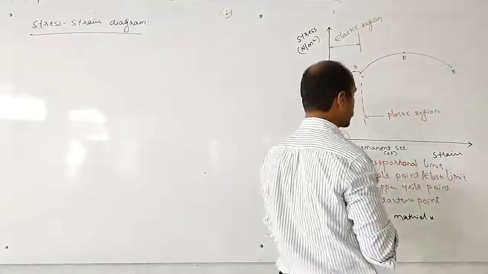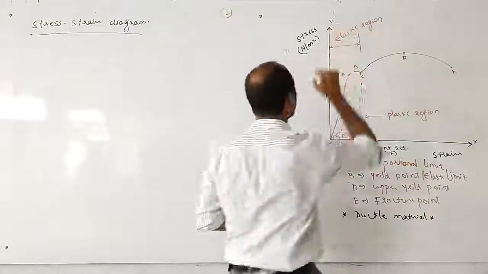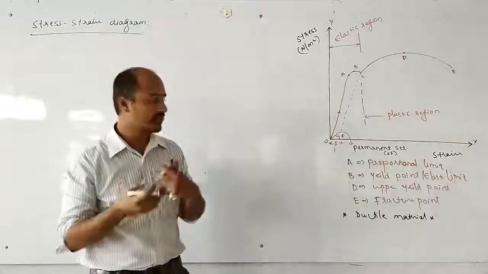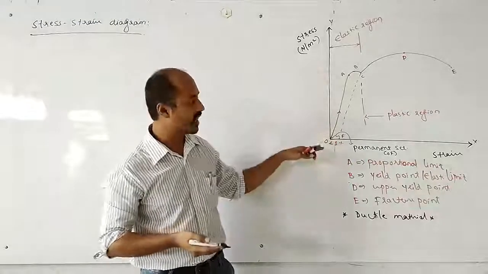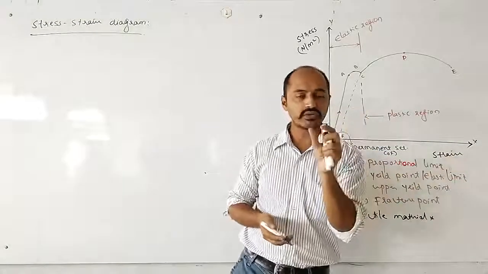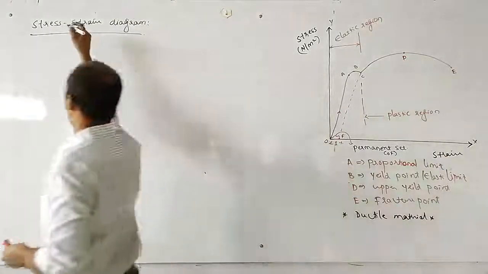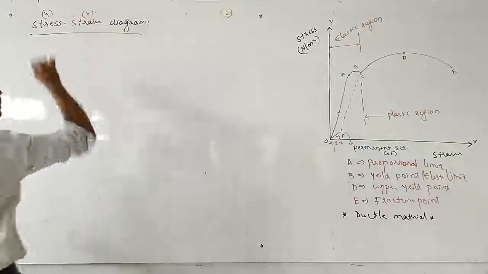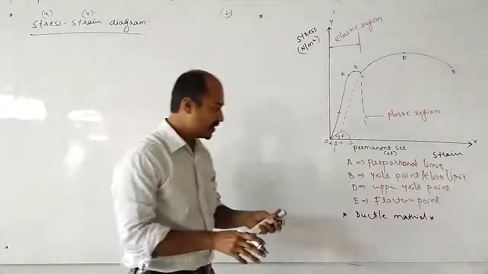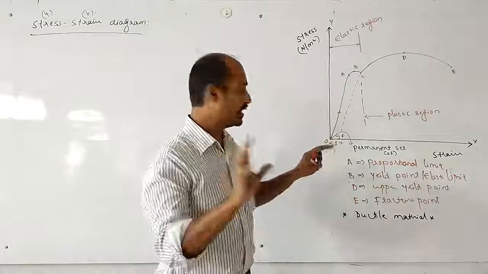So I can say that this is the x-axis and this is the y-axis. Whatever curve I obtain by taking stress along the y-axis and strain along the x-axis, that curve, that diagram, is nothing but the stress strain diagram. This is a practically obtained graph.